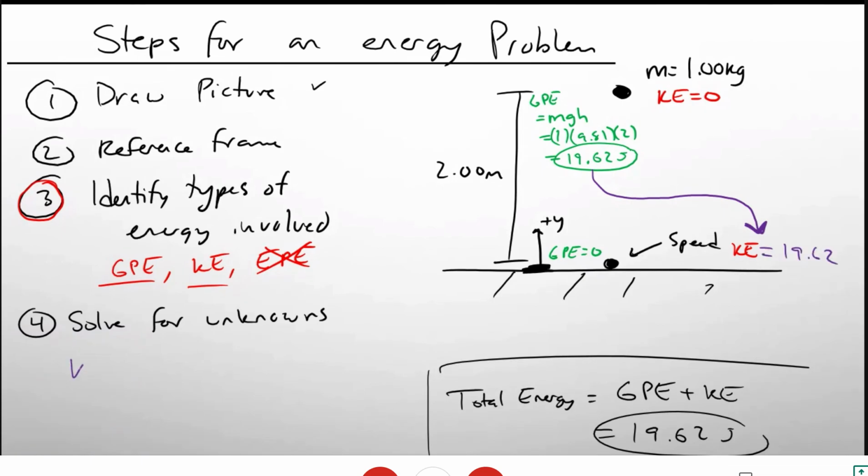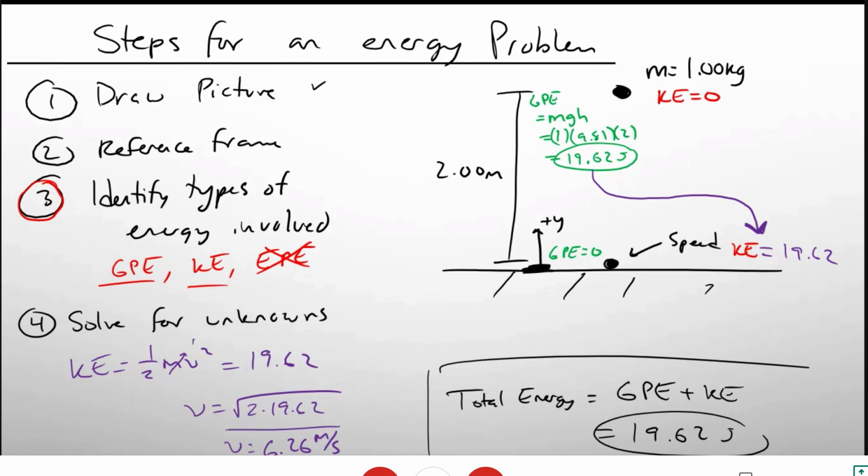So if I solve this, kinetic energy is 1/2 mv squared, and that equals 19.62. I know the mass is 1, and so I can find the velocity pretty easily. It's going to be 2 times 19.62, and I take the square root of that. From there, I'll find my velocity. I'm thinking it is, using my handy calculator here, 6.26 meters per second. Since I was given 2 or 3 significant digits, I'm going to continue with 3.